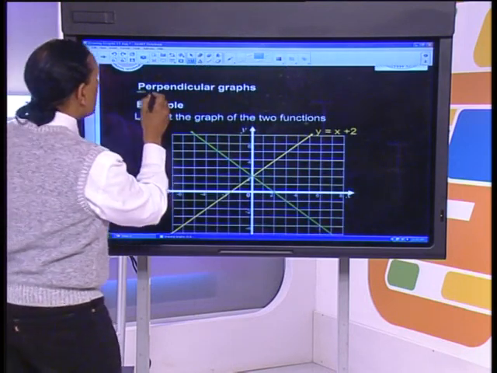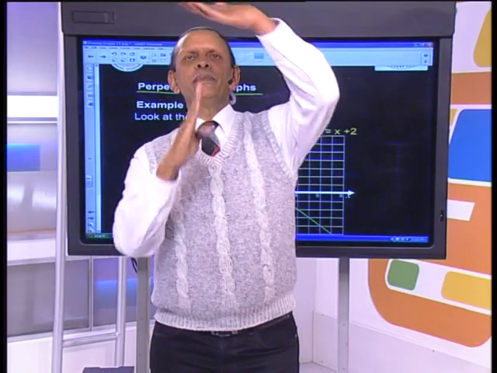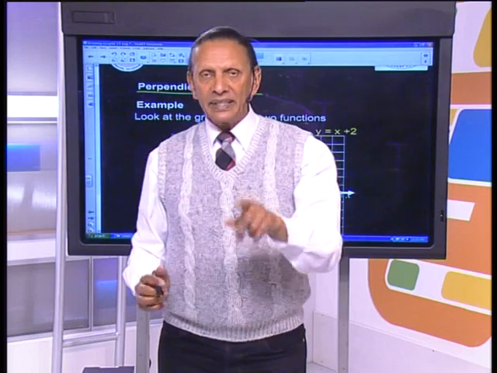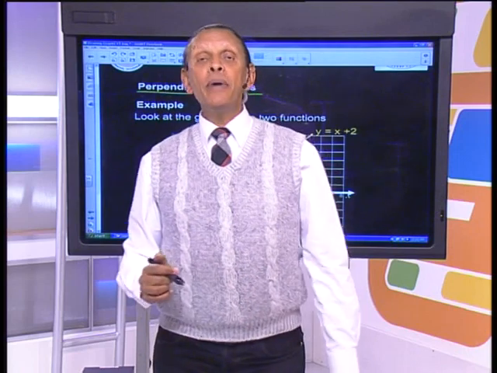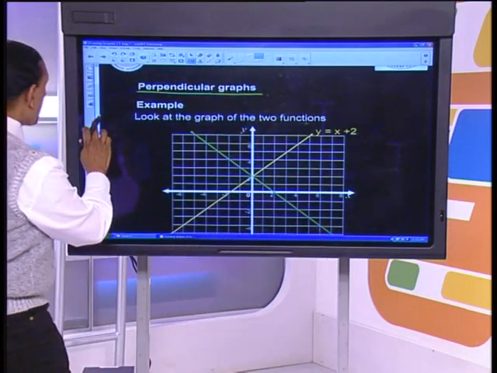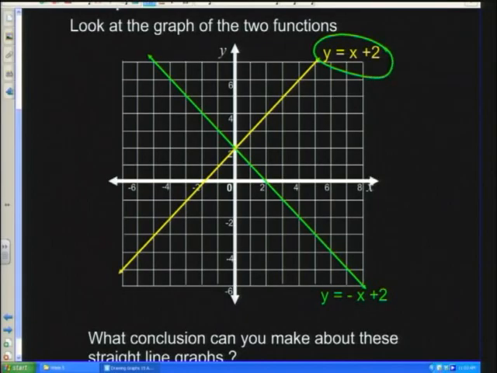Let's look now at perpendicular graphs. Now, what is the meaning of perpendicular? It means lines that meet at angles of 90 degrees. Right. That is perpendicular. Now, if you look at these two graphs here, the one is y equals x plus 2, and the other one is y equals negative x plus 2. Then they both meet in 2 because they both have a y-intercept of 2.